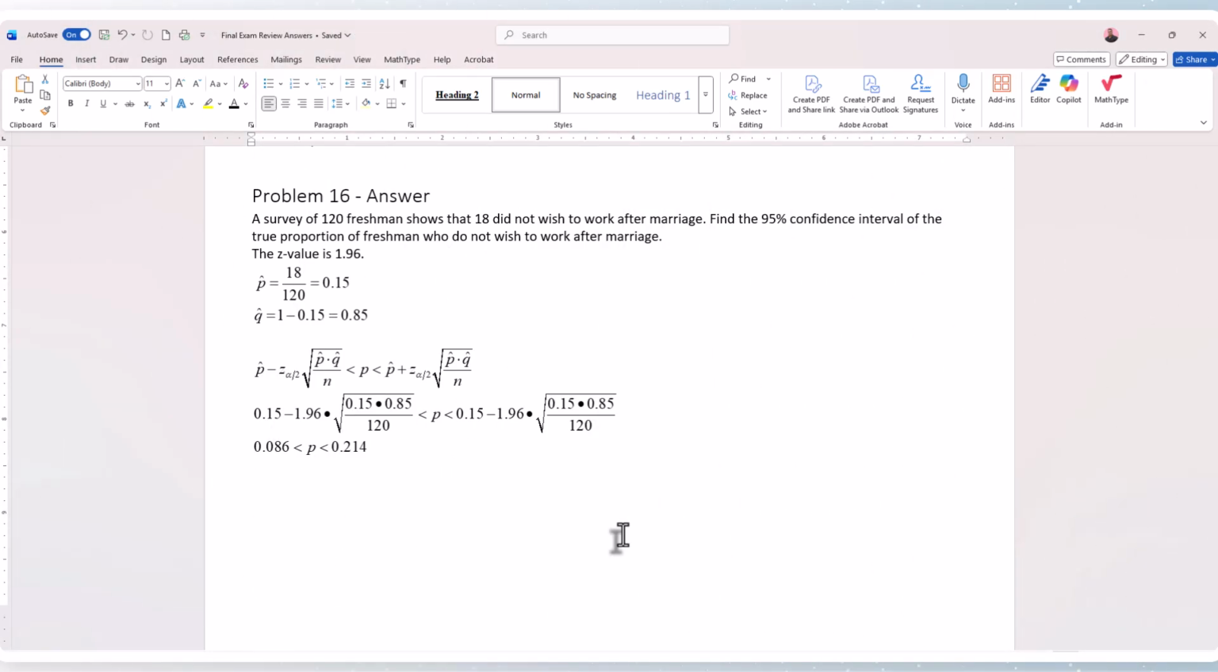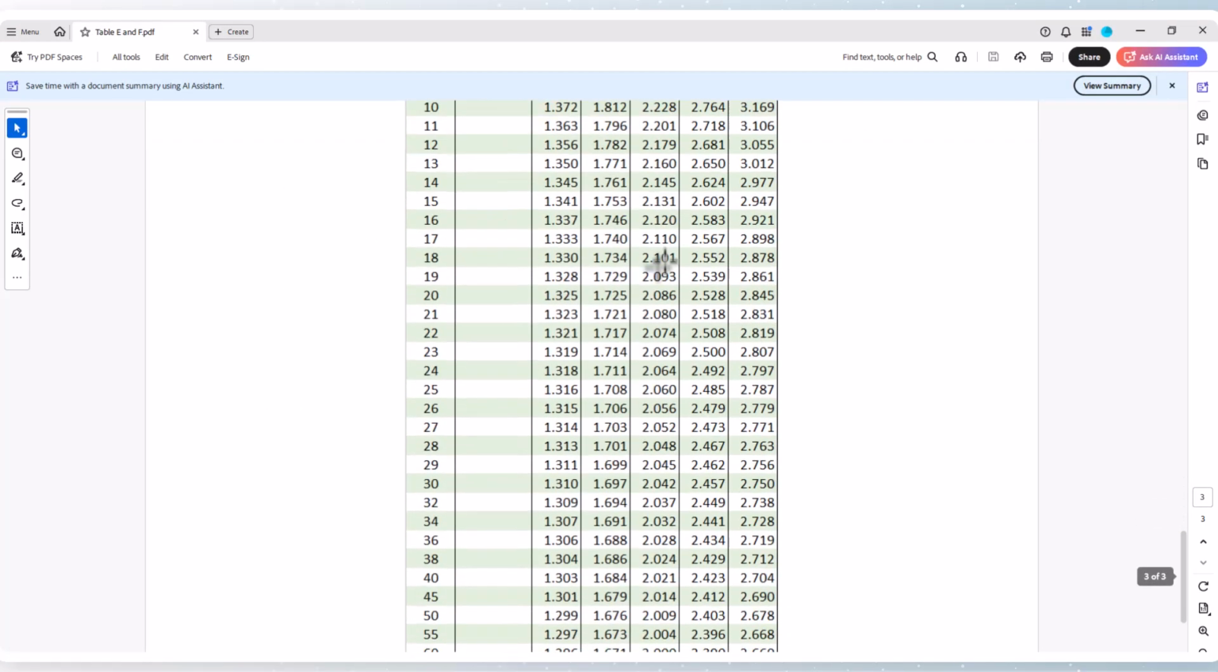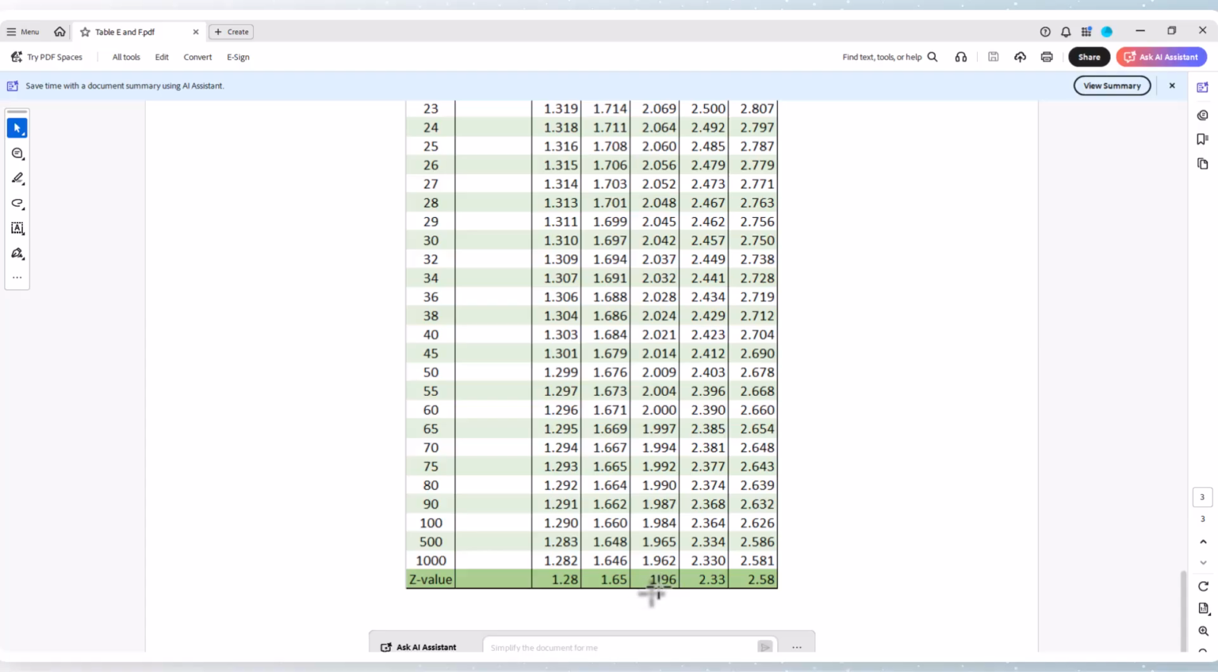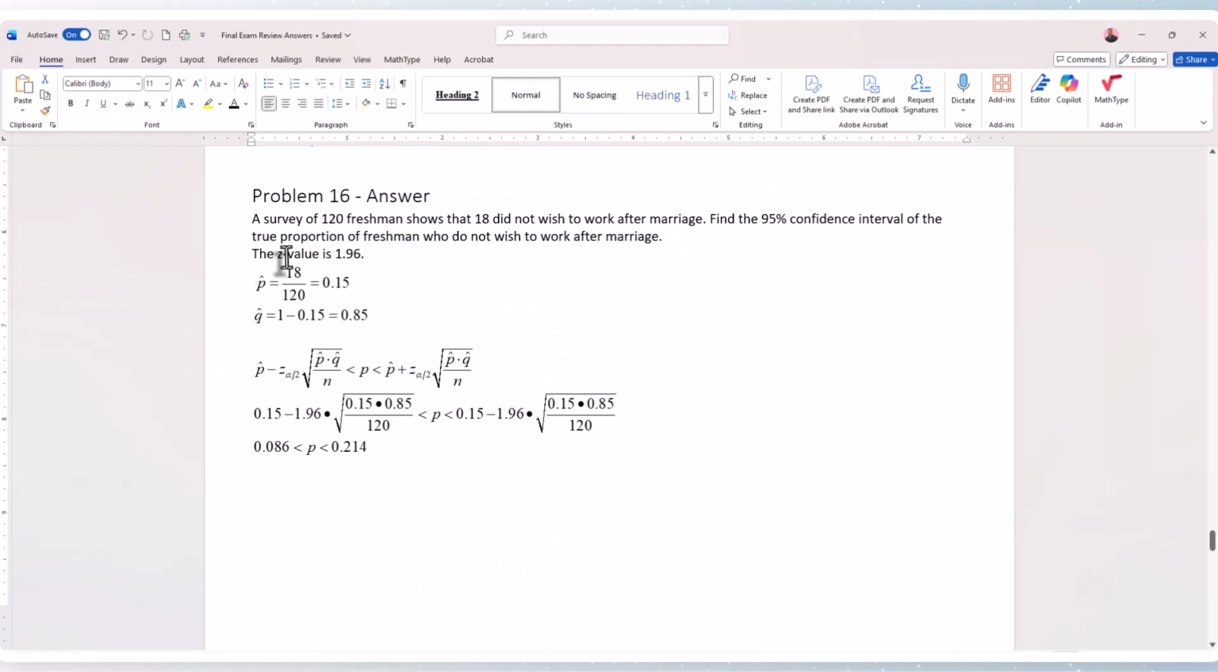It states a survey of 120 freshmen shows that 18 did not wish to work after marriage. Find the 95% confidence interval of the true proportion of freshmen who do not wish to work after marriage. Right, so let's find our Z value, because when we find the confidence interval for p, we have to use the Z value. 95%, go all the way down: 1.96. That's going to be the Z value.